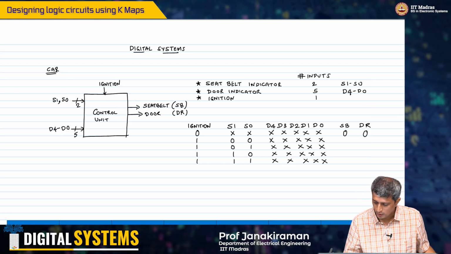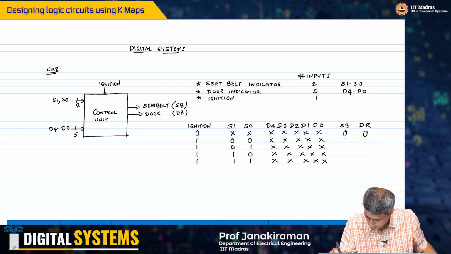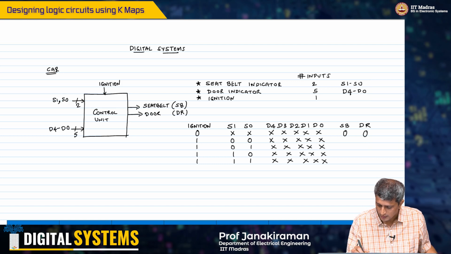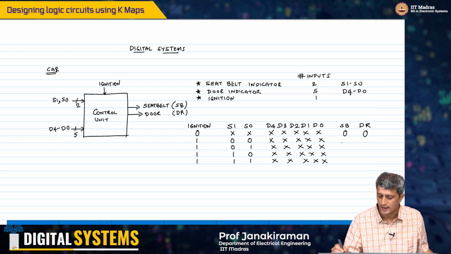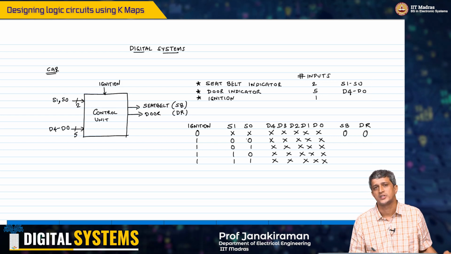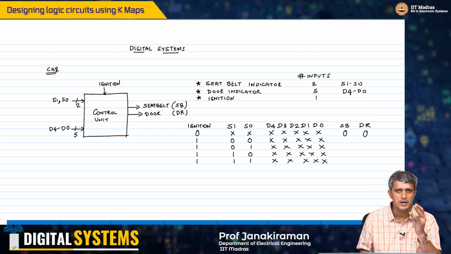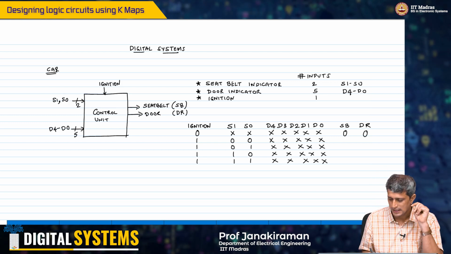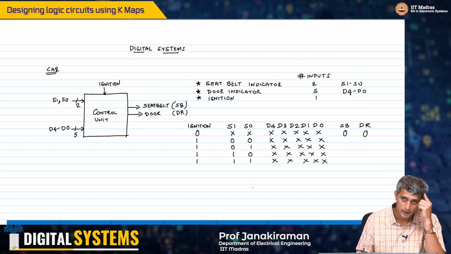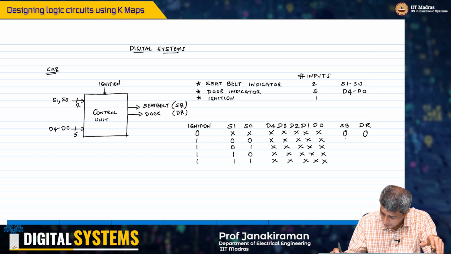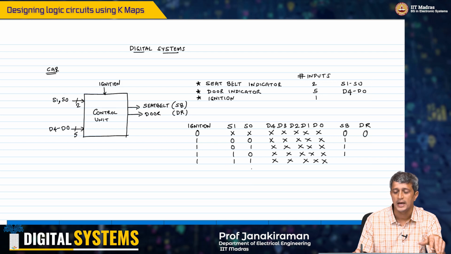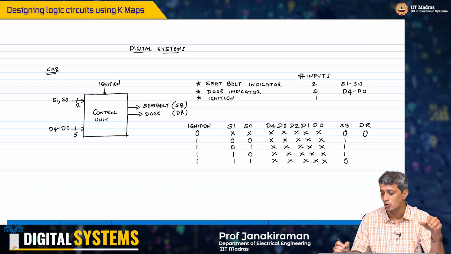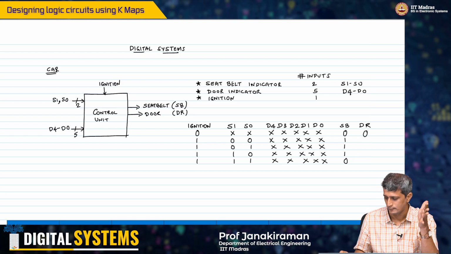Now, what we need to do is look at S0, S1, yeah, okay. So I will just look at the seatbelt indicator here, right? 0 means seatbelt has not been fastened, 1 means seatbelt has been fastened, right? So if it is 0, 0, both of them have not fastened it, seatbelt indicator needs to go high. Only when both have fastened it, seatbelt indicator needs to go low and it will be off, right?